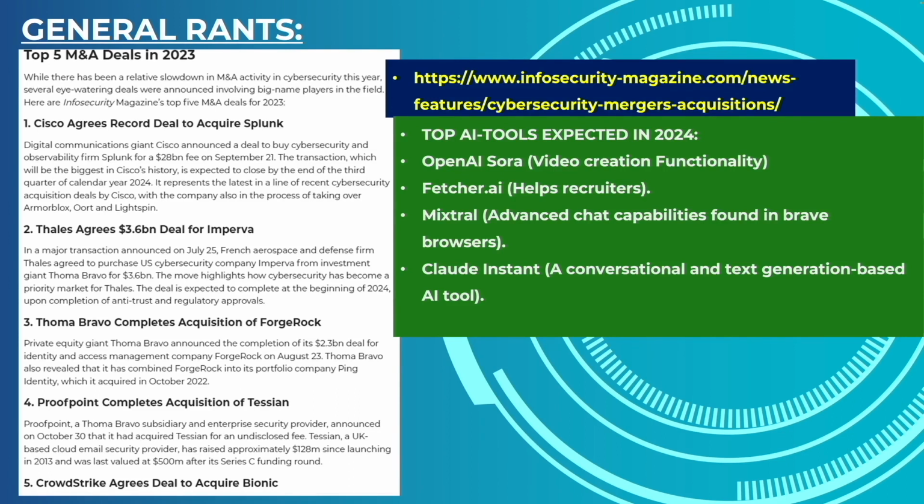Fetcher AI helps recruiters. If you're planning to recruit team members, use Fetcher AI. Mixtral has advanced chat capabilities found in Brave browsers, so you can learn how to use Mixtral in communicating and retrieving comments via AI. Claude Instant is a conversational and text generation based AI tool, so you should learn how to use Claude Instant. It's going to help you communicate with your various team members via text messages. So AI is not that bad. You should learn about it and embrace it.